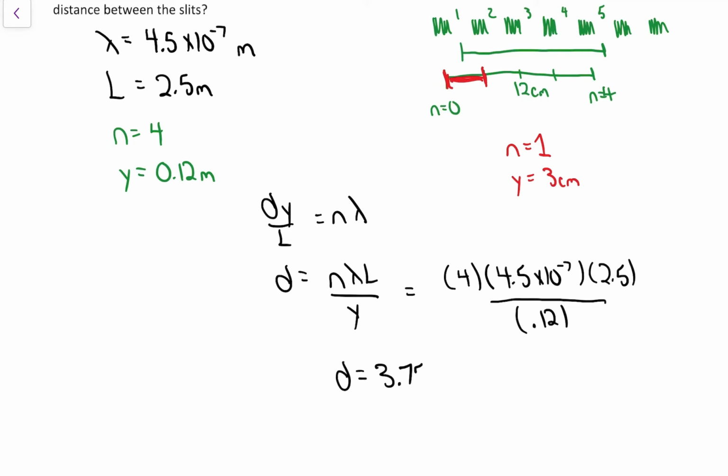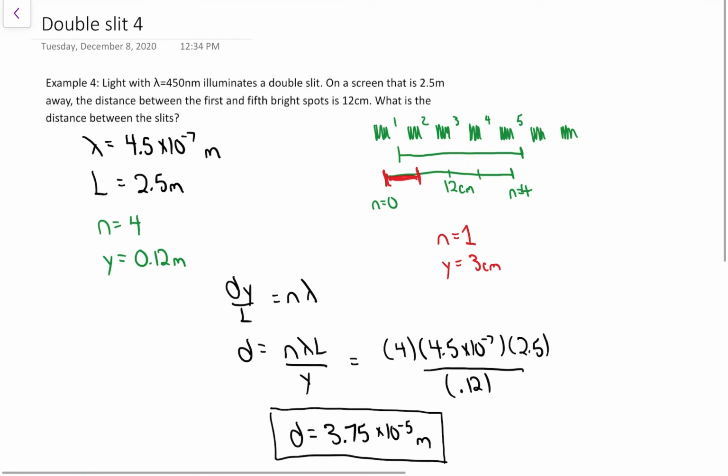Crunching all that out, I get the small number of 3.75 times 10 to the negative 5. So 37.5 micrometers. We don't have to convert it. It's okay to just leave it in scientific notation in meters. Hopefully they're getting a little bit more comfortable.